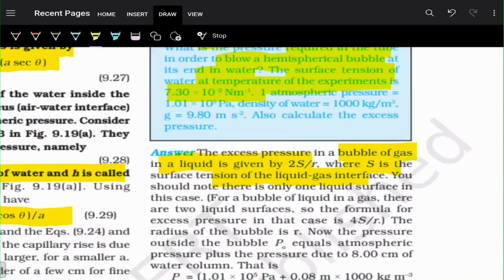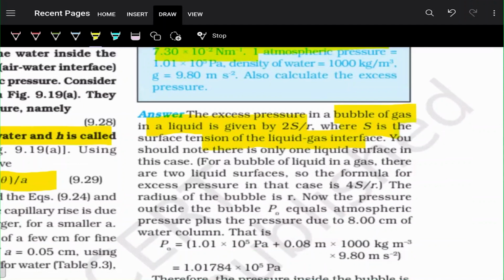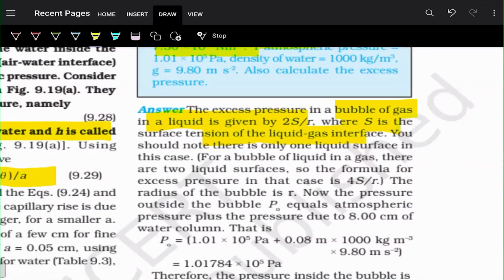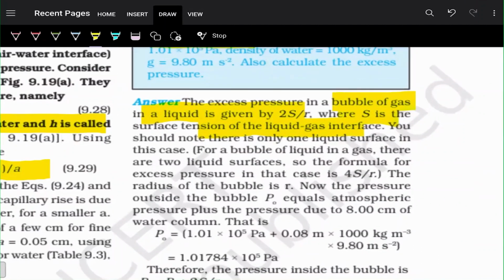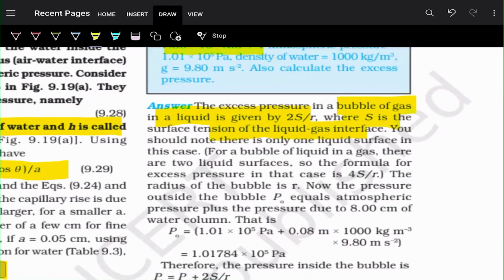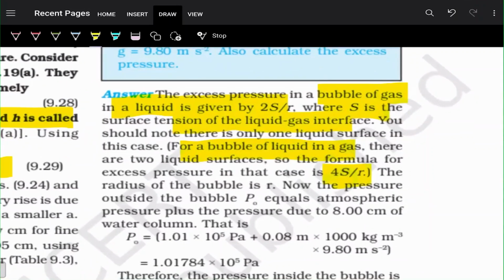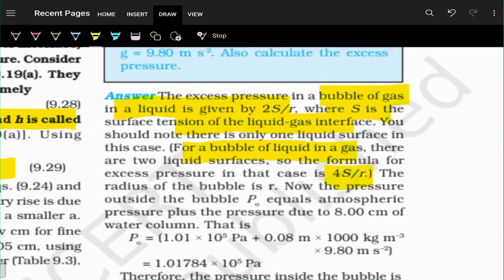For a bubble of liquid in a gas, there are two liquid surfaces. So the formula for excess pressure in that case is 4s by r. For a bubble of gas in a liquid, 2s by r only. Okay, that is very important. That is, for a bubble of liquid in a gas, 4s by r. For a bubble of gas in a liquid, 2s by r. The radius of the bubble is small r.